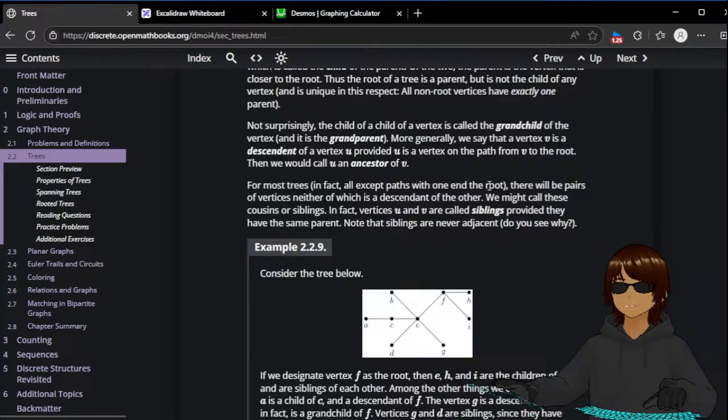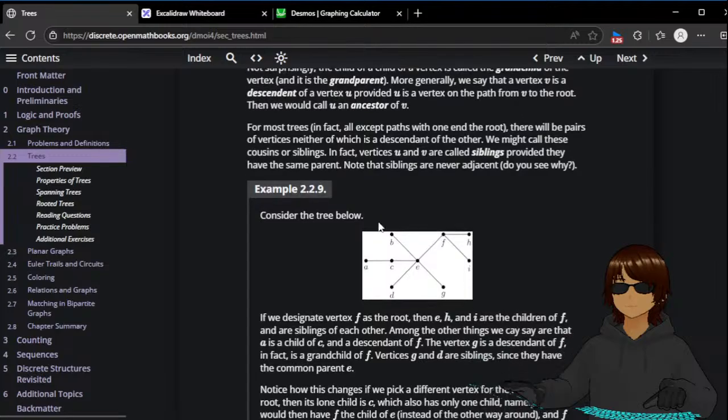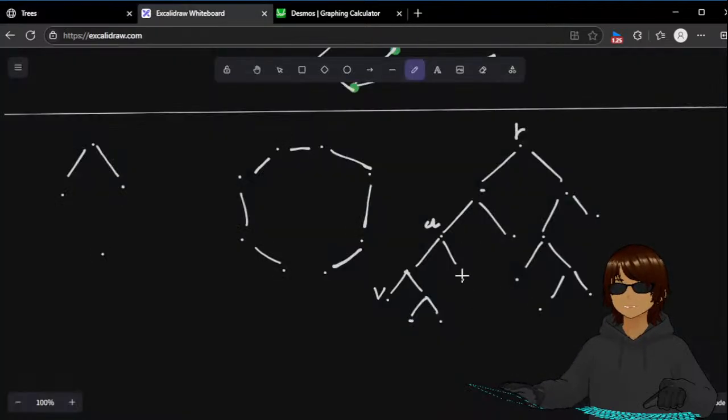For most trees, there will be pairs of vertices neither of which is a descendant of the other. We might call these cousins or siblings. In fact, vertices U and V are called siblings, provided they have the same parent. Note that siblings are never adjacent. Siblings are on the same level and they have the same parent.